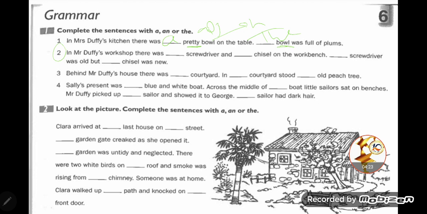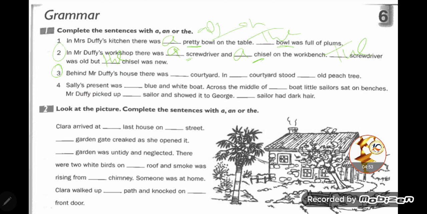In Mr. Duffy's workshop, there was a screwdriver and a chisel on the workbench. شوفوا هون there was a screwdriver، نستخدم الآ لأنه بلش with a consonant. a chisel برضه بلش بconsonant. on the workbench. هلا شوفوا هون مرة تانية ذكرنا the screwdriver فبنستخدم the screwdriver was old but the chisel was new.